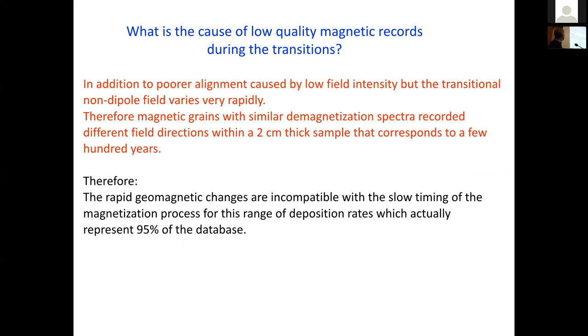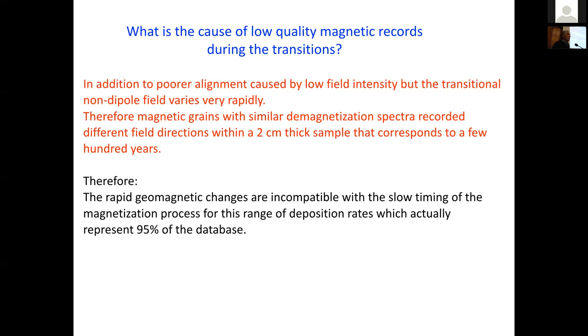During the reversals, the field intensity drops. We don't have any dipolar field anymore. We have a non-dipolar, fast time-varying field. Because of this, within a 2 centimeter sample, we recorded different directions that were the successive non-dipolar directions. And because different directions are recorded within the same sample with magnetic grains that have similar coercivities, we cannot demagnetize.